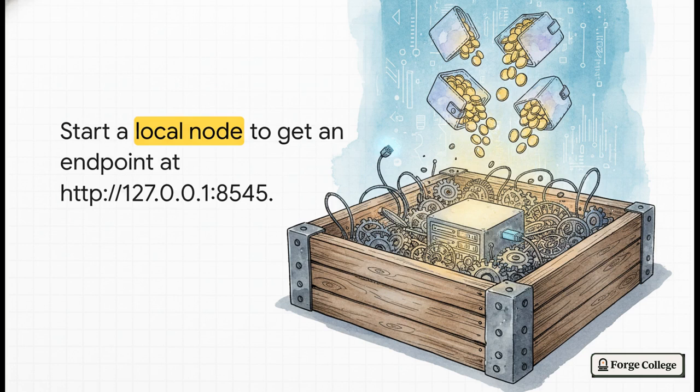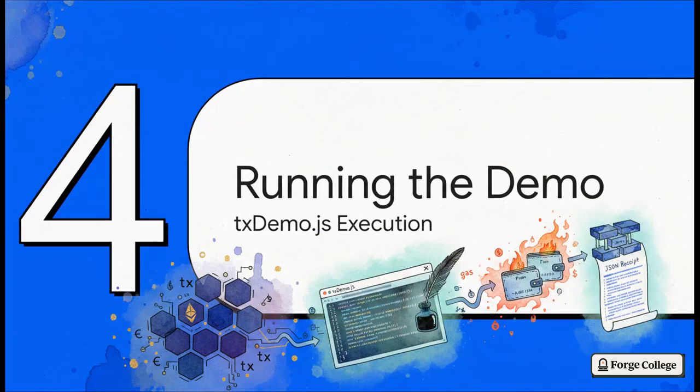Hardhat instantly spins up a local JSON RPC endpoint at this localhost address, completely equipped with a list of pre-funded test accounts holding imaginary but mathematically perfect ETH. It's your ultimate safe sandbox. Section 4: running the demo.